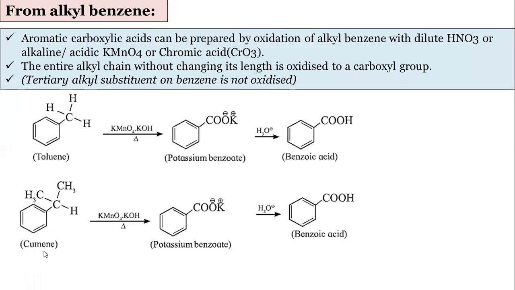This is cumene. In the chapter Alcohols, Phenols and Ethers, you already know this cumene. It is also called isopropyl benzene. This cumene, when treated with KMnO4, means it is oxidized. Again, we will get potassium benzoate here, and after hydrolysis, we get benzoic acid. The main drawback of this reaction is that a tertiary alkyl substituent on benzene is not oxidized because there is no hydrogen. If there is no hydrogen, the oxidation cannot take place.